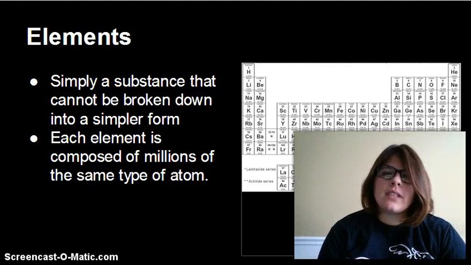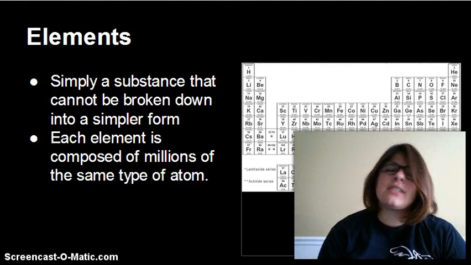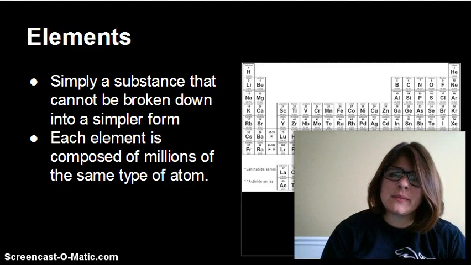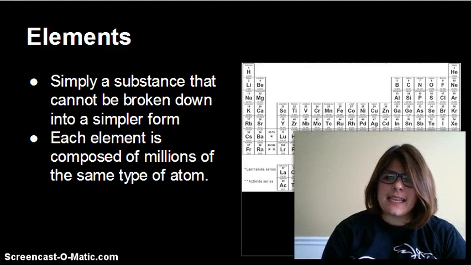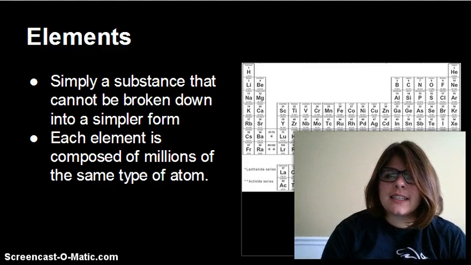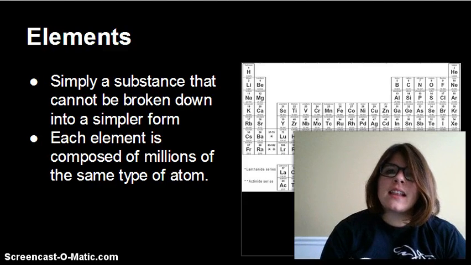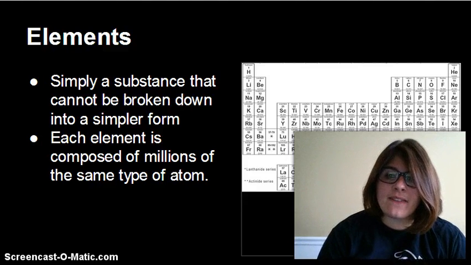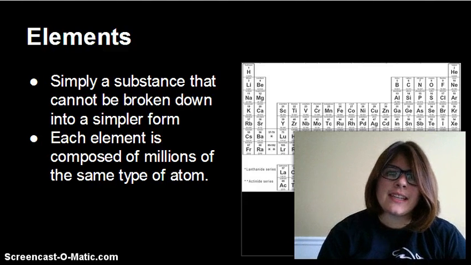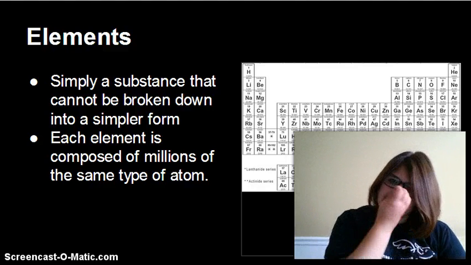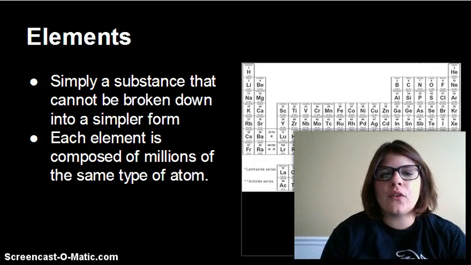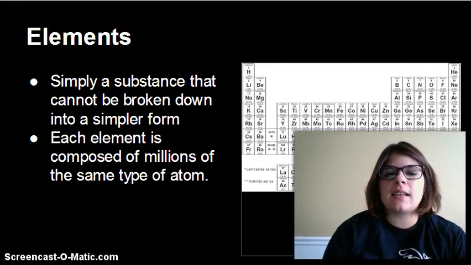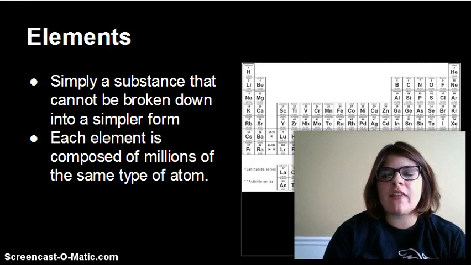Okay, so we talked all about atoms, and you might know that elements have something to do with atoms, but they're not exactly one and the same. So here's the periodic table of elements, and these are all the elements that scientists know exist. And an element is simply a substance that cannot be broken down into a simpler form. So each element is composed of millions of the same type of atom.